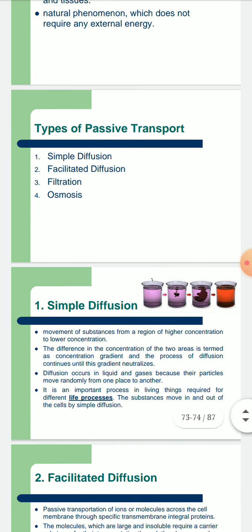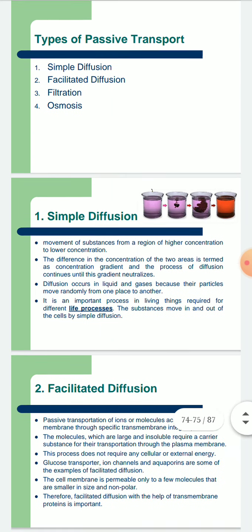What is simple diffusion? Movement of substance from a region of higher concentration to a region of lower concentration. The difference in the concentration of the two areas is termed as a concentration gradient, and the process of diffusion continues until this gradient neutralizes. Diffusion occurs in liquids and gases because these particles move randomly from one place to another.